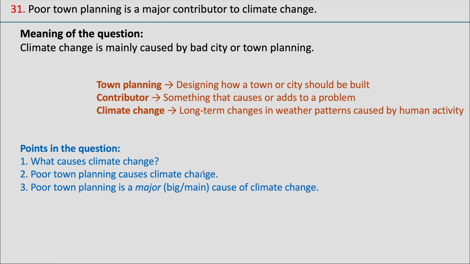Moving on to question 31. Poor town planning is a major contributor to climate change. Poor town planning is bad planning of city and town designs. Contributor is cause. So, this is what we are looking for. Causes of climate change. Poor town planning causes climate change, and it is a major or main cause of climate change. If all these match the passage, the answer is true.